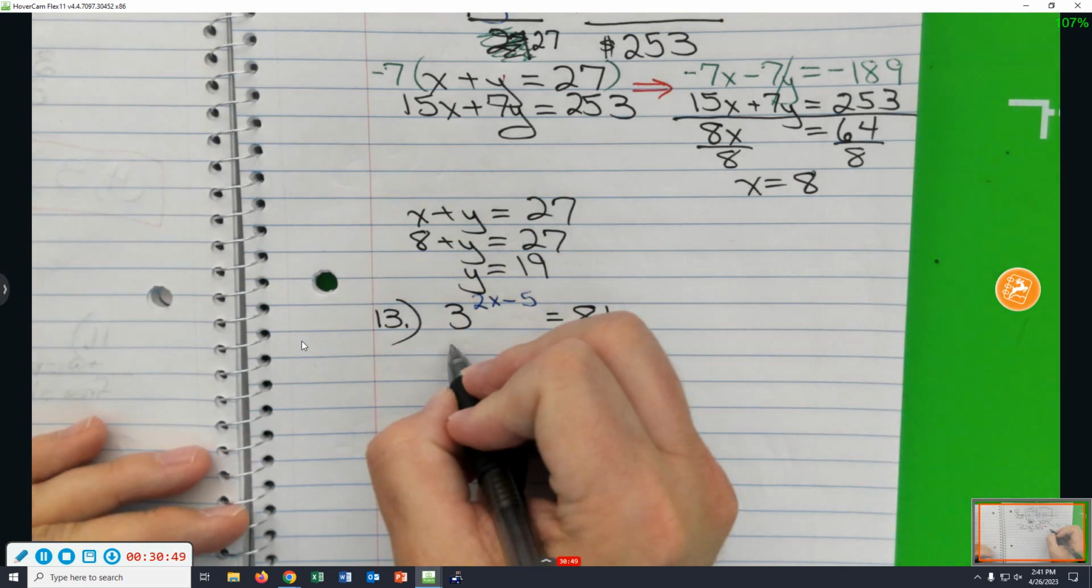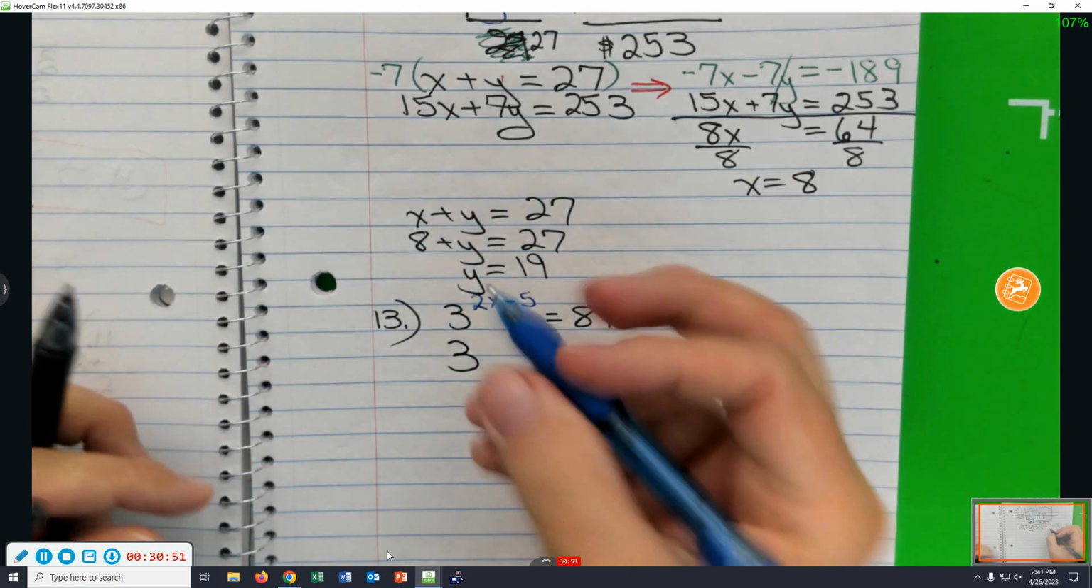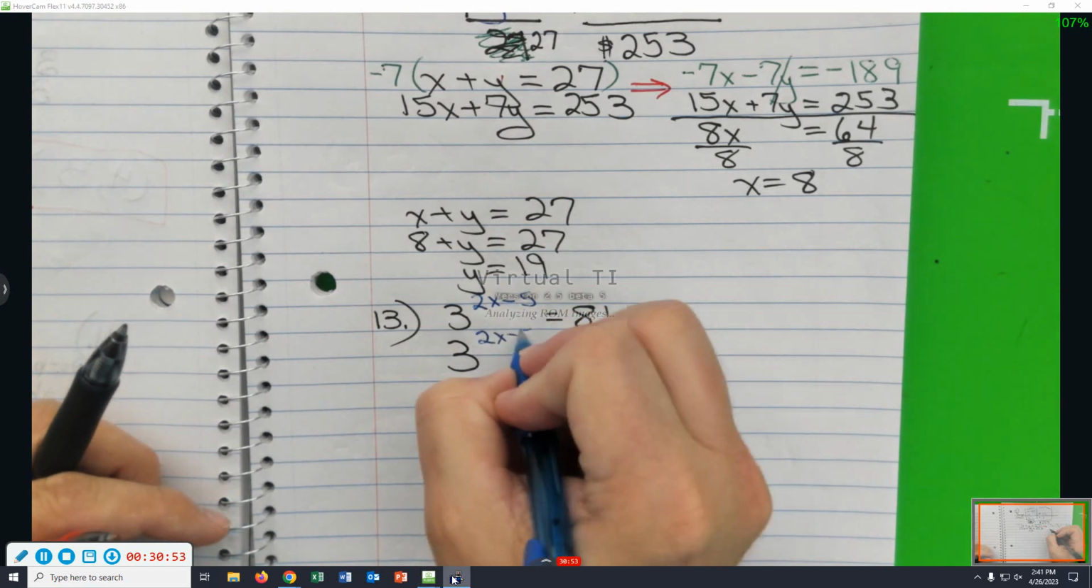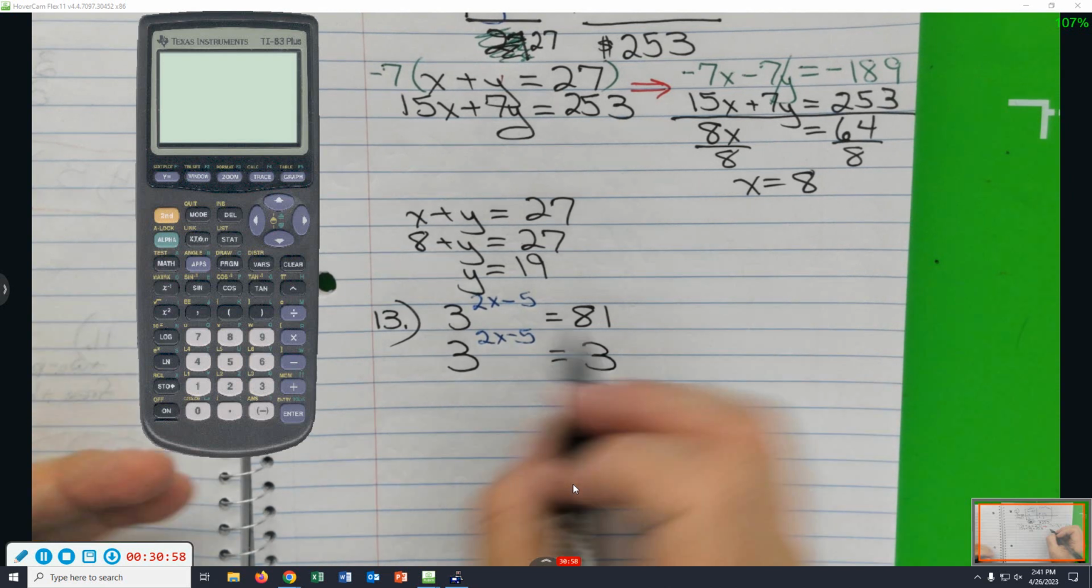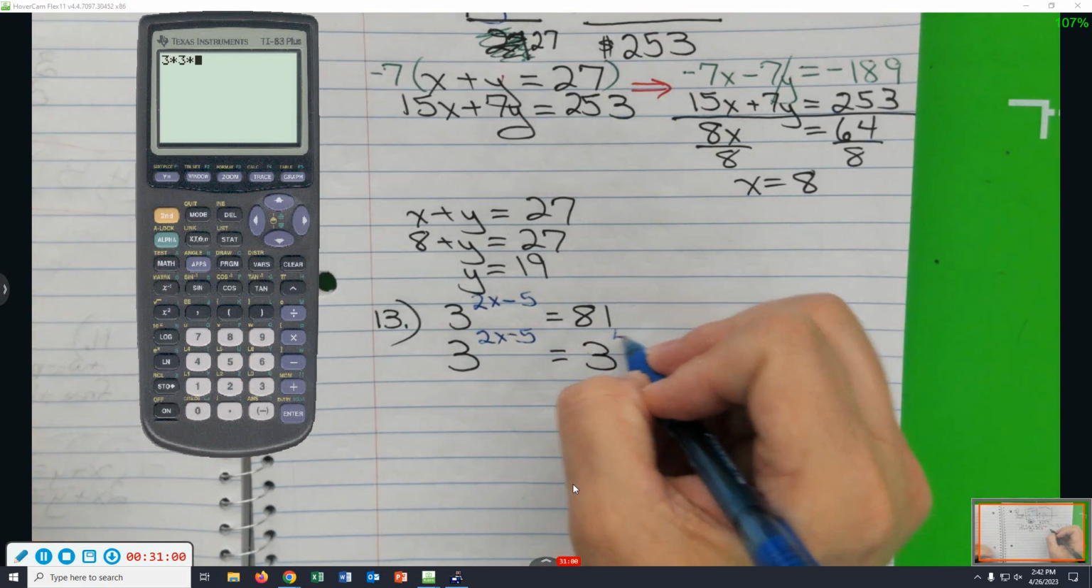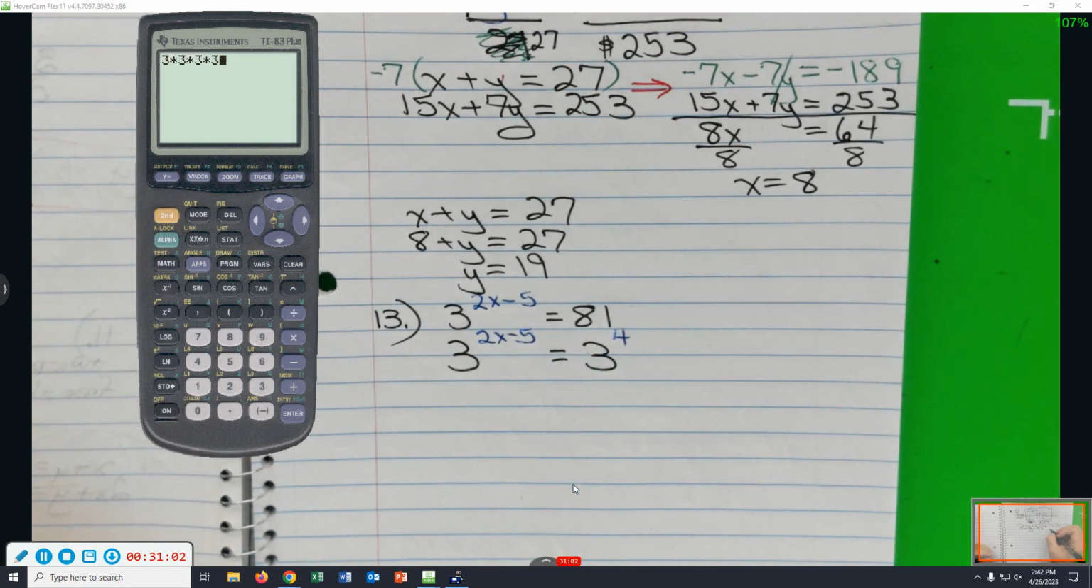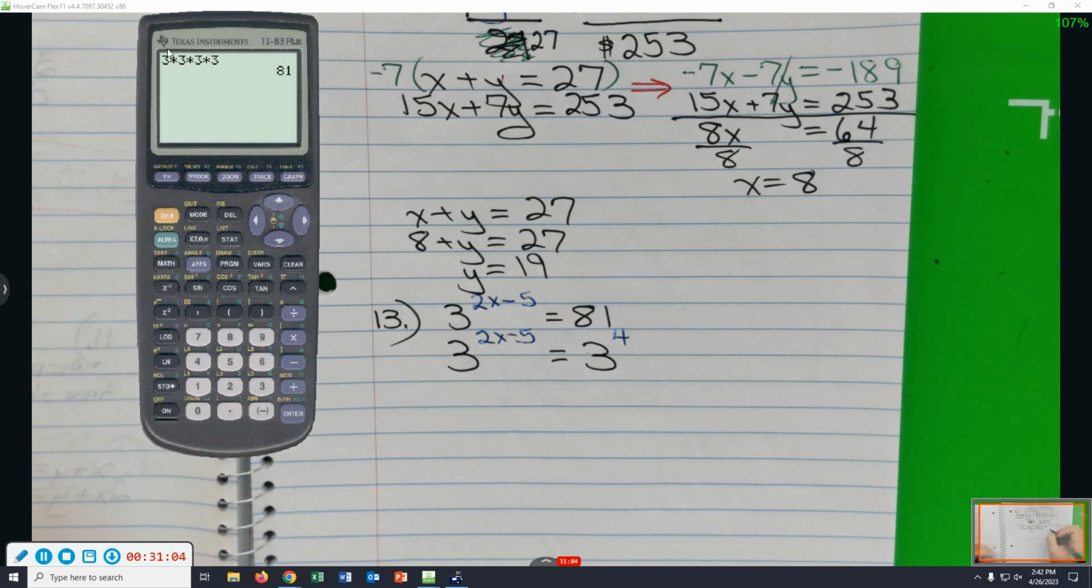We can say 3 to the 2x minus 5, recopying the left side. 81 is the same thing as 3 to the power 4. See, multiplying 4 threes will get you an 81.